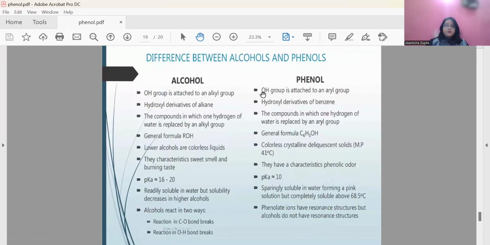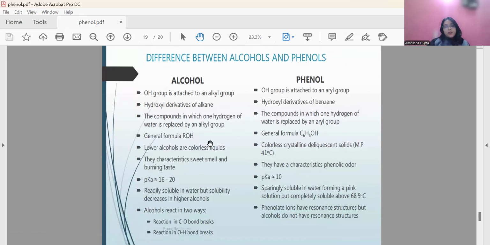Here, I'm going to discuss some differences between alcohol and phenol. As we know, both have one hydroxy group, but in case of alcohol, the OH group is directly attached to an alkyl group, and in case of phenol, the OH group is attached to an aryl ring. Alcohol is the hydroxy derivative of alkane, and phenol is the hydroxyl derivative of benzene. The general formula for alcohol is ROH, but the general formula for phenol is C6H5OH.